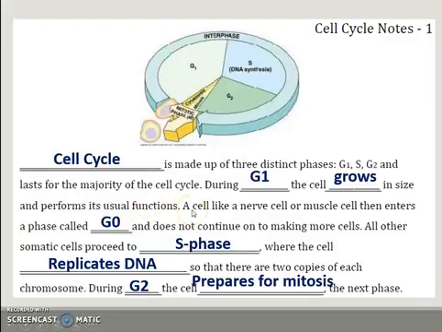However, a cell like a nerve cell or muscle cell can enter a phase called G0 and does not continue to make more cells. So G0 is known as the resting phase. All other somatic cells proceed to S phase, where the cell replicates DNA so that there are two copies of each chromosome. So S phase is DNA synthesis or doubling of the DNA. Then finally, G2 phase, the cell prepares for mitosis. It grows a little bit more and gets into mitosis.